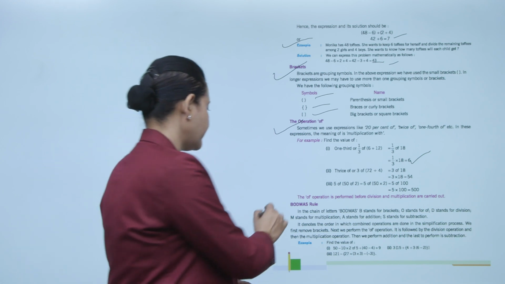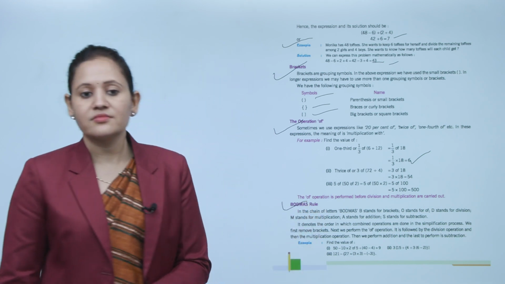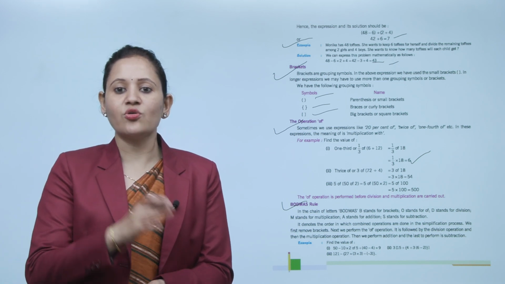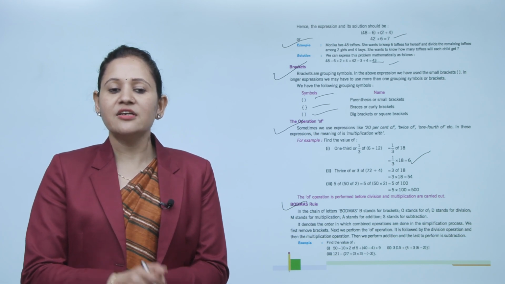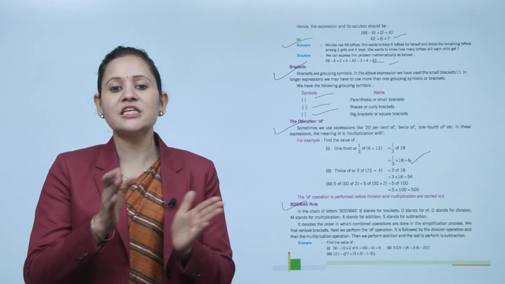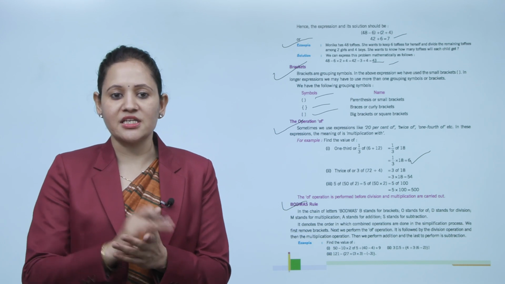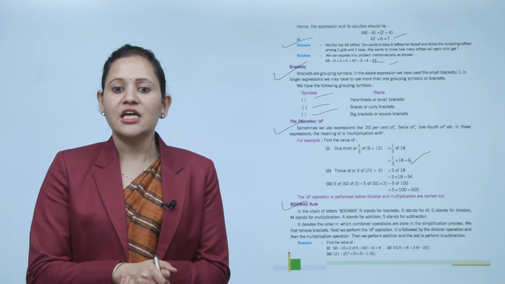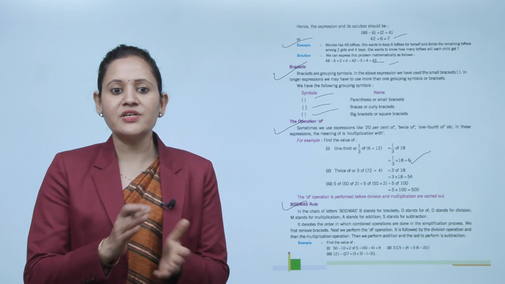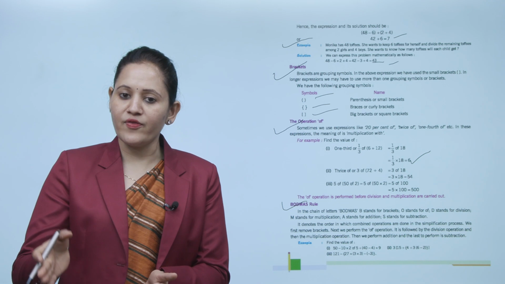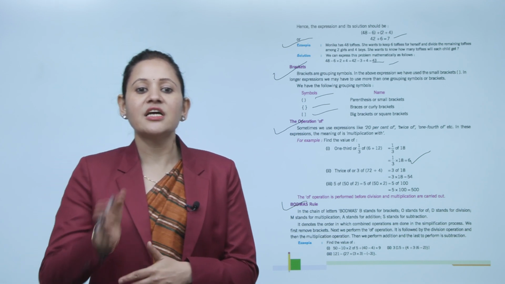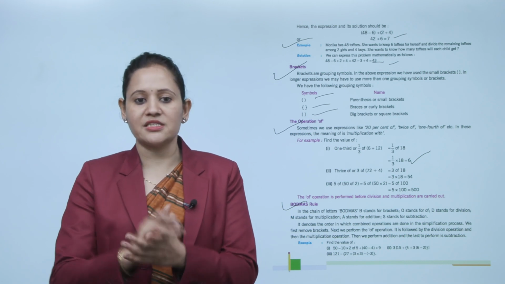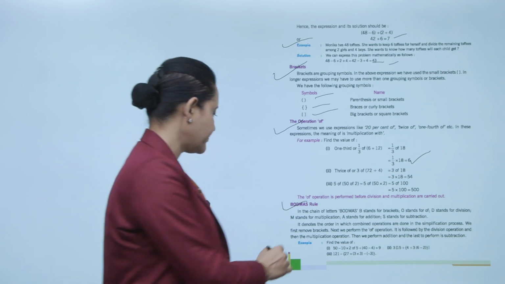BODMAS rule. In the word BODMAS, B stands for bracket, O stands for OF, D for division, M for multiplication, A for addition and S for subtraction. It denotes the order in which combined operations are done in the simplification process. We first remove the bracket, next we perform the OF operation, then division, then multiplication, then we perform addition and last subtraction. We'll take an example.